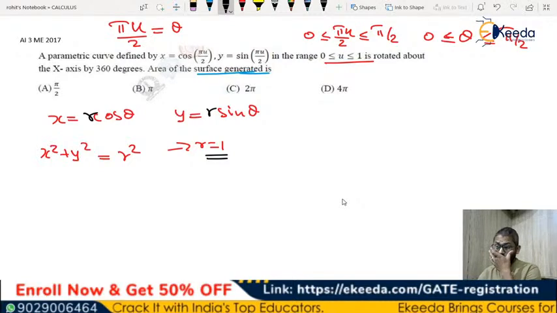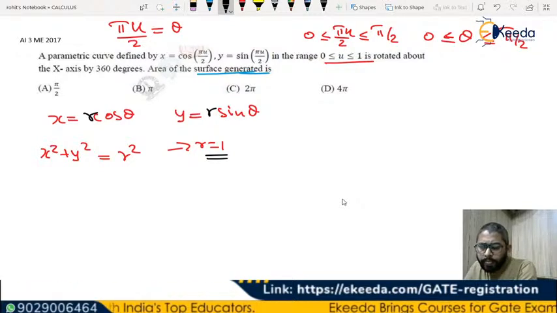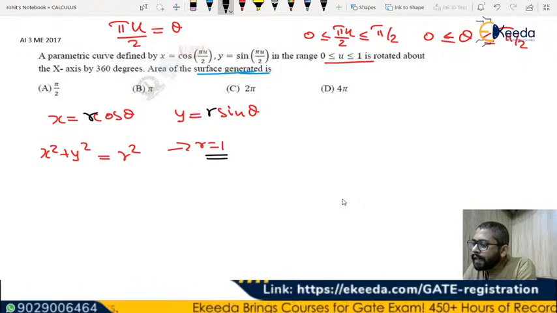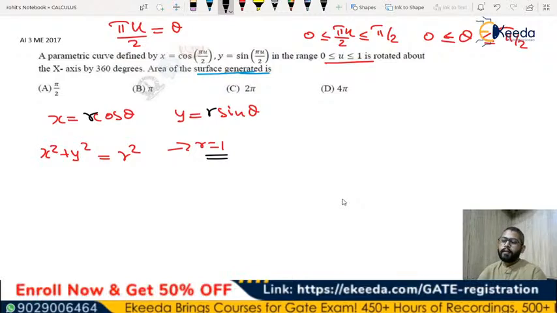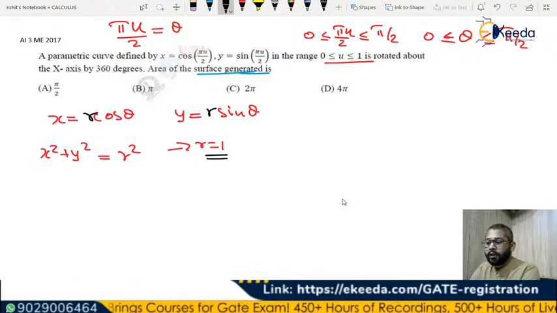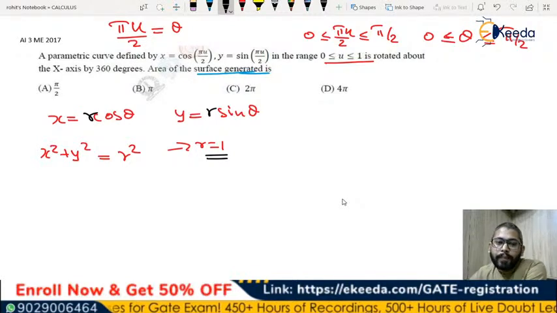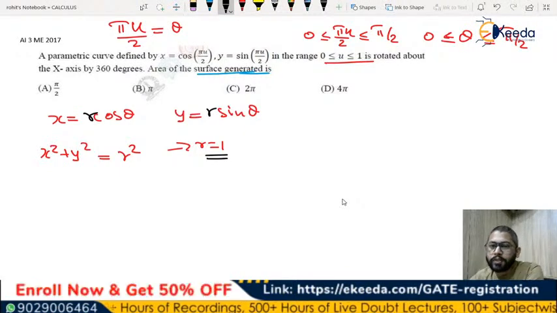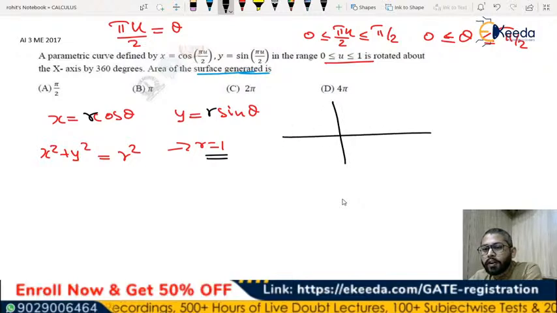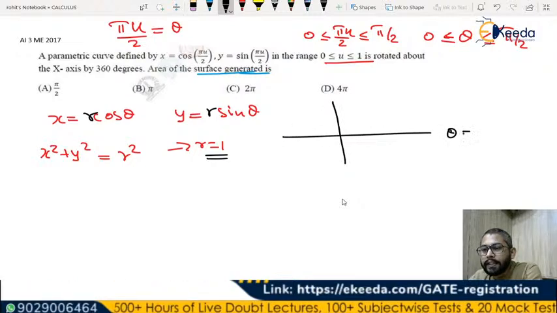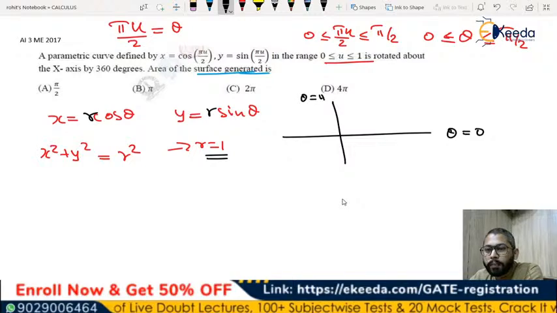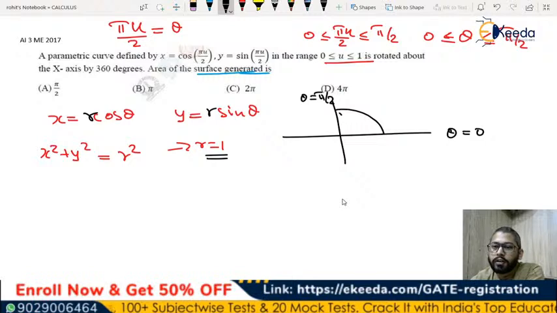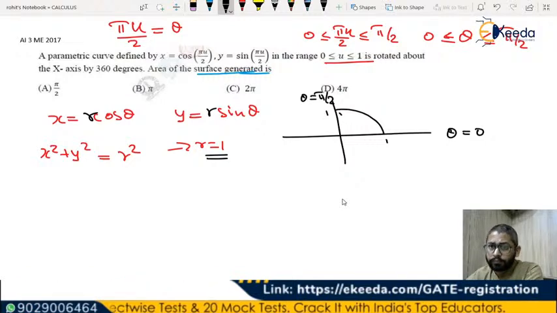B is not the answer. The answer is 2 pi. Forget about it. Let's see this. So my point is this is a circle. Parameters are for the circle, with theta equal to 0 and theta equal to pi by 2. So this is what you will have. This is your 1 and 1, right?